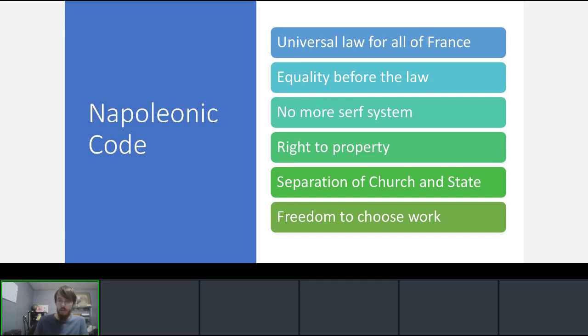Everyone has equality before the law. There's no more serfdom, so this is codifying this. Everyone has the right to property. This set a separation of church and state and allowed people the freedom to choose their work. Most law codes today are going to follow either a common law system from Great Britain or a civil law system out of France. And the Napoleonic Code is the base for it.